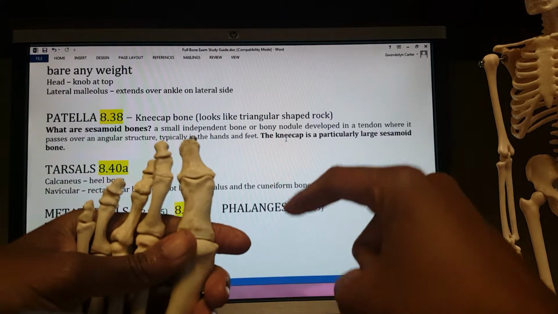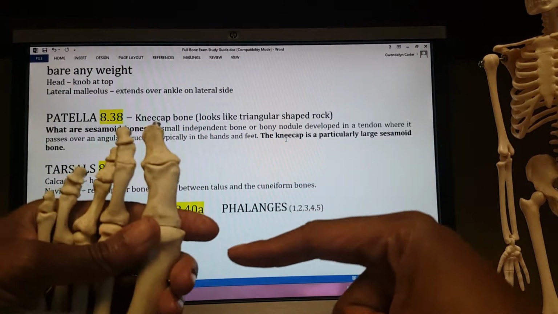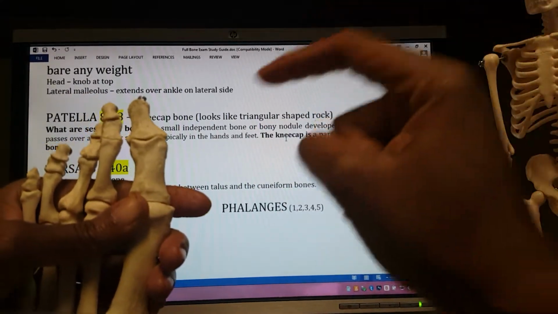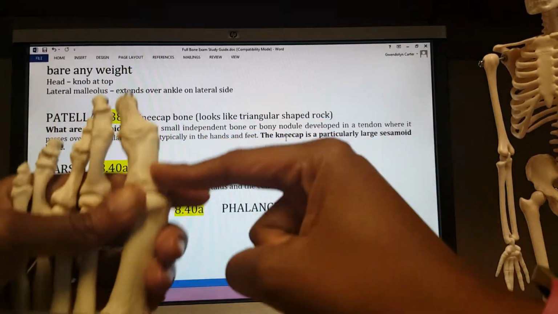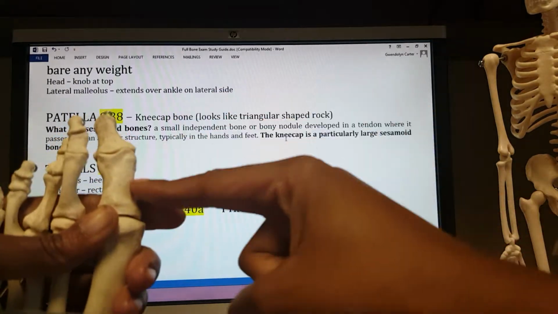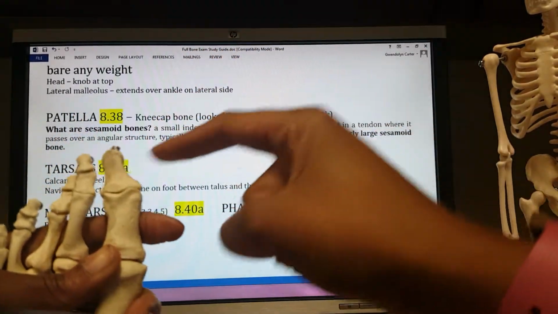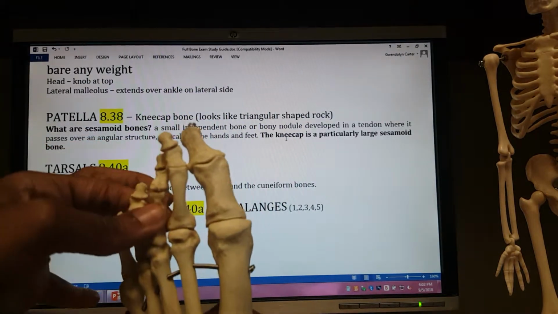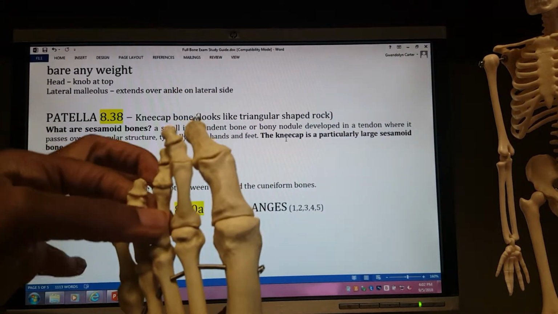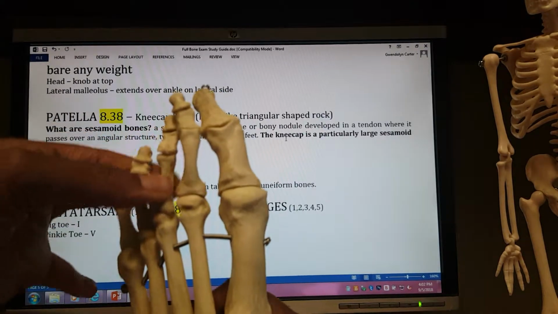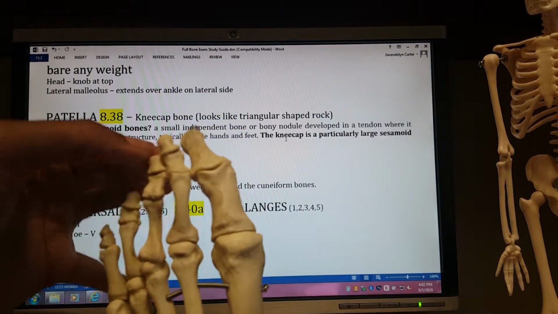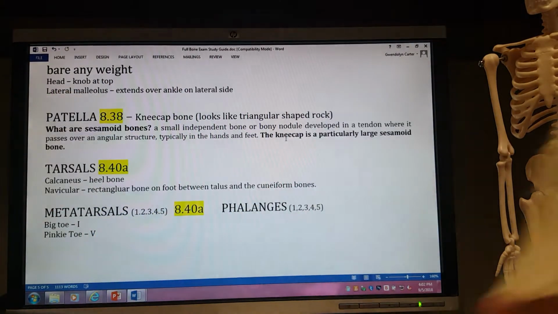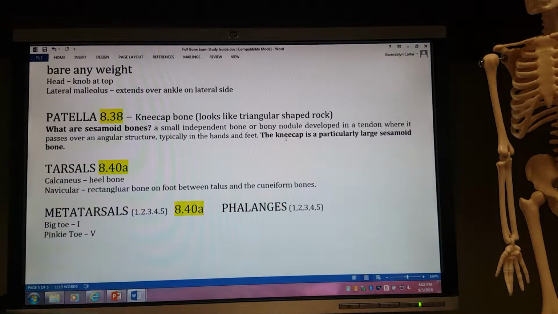You have only 2 in your big toe, so that's your proximal and distal. So proximal phalange number 1, distal phalange number 1. And let's do this one. So we have proximal, medial, and distal. So proximal phalange number 3, middle phalange number 3, and distal phalange number 3 at the tip. So that is it for the bone exam.